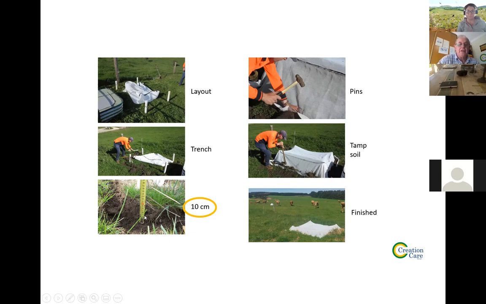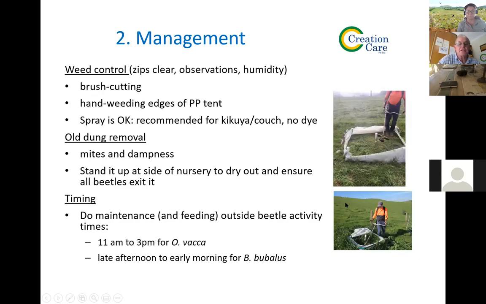Get your depth. I think we got 80 mils for the LZ nursery, SZ nursery, and about 100 for the PP. So I won't go into that anymore, because you can read those instructions. So what we've thought about now, we've worked out where we want to locate the nursery, and we've got instructions how to construct it. And now I'm just going to talk about general management before we go into feeding.